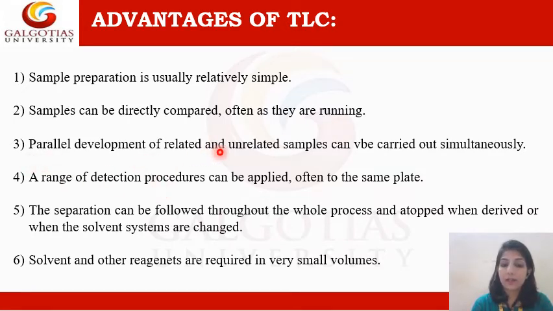Parallel development of related and unrelated samples can be carried out simultaneously. A range of detection procedures can be applied, often to the same plate. So over the same plate, whenever we detect our sample, we can apply different types of detecting agents, specific or non-specific. The separation can be followed throughout the whole process and stopped when desired or when the solvent system is changed. Solvents and other reagents are required in very small volumes, so we do not require bulk solvent.